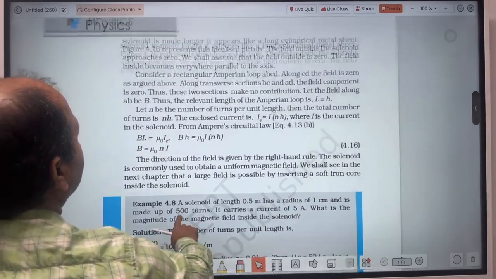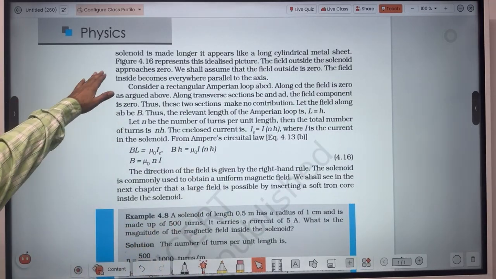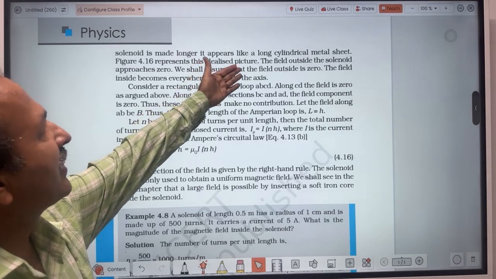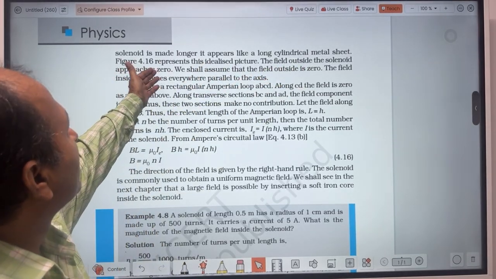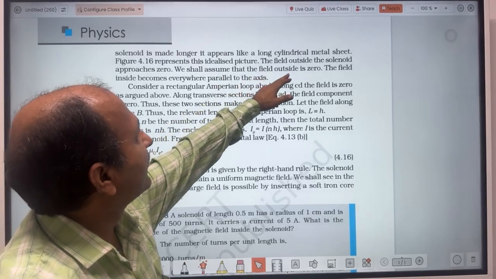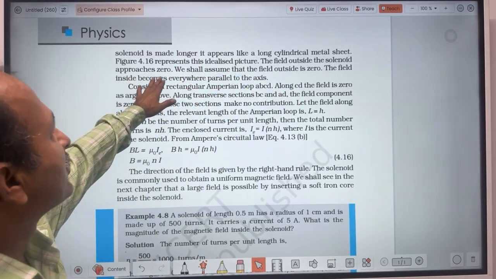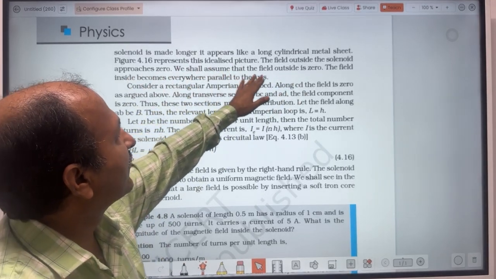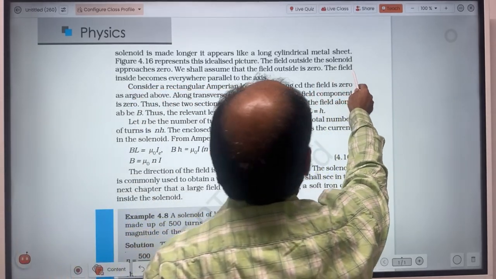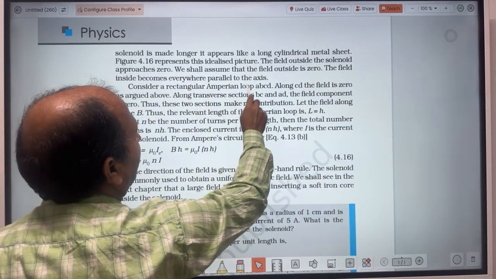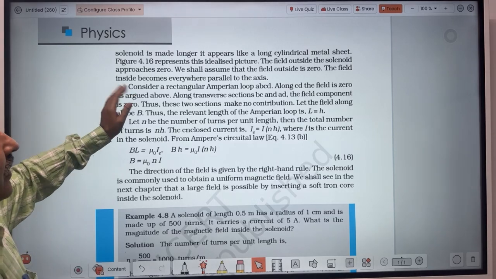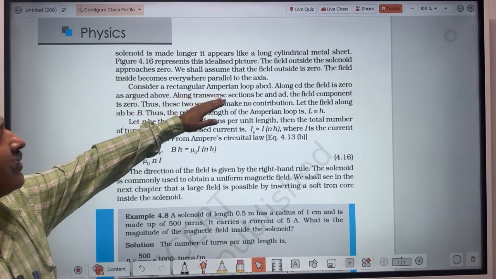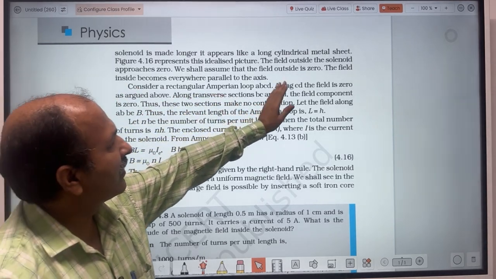So here, when the solenoid is made longer, it appears like a long cylindrical metal sheet. The previous figure represents this idealized picture. The field outside the solenoid approaches 0. We shall assume that the field outside is 0. The field inside becomes everywhere parallel to the axis, as is clear from the picture. And then we consider a rectangular Amperian loop ABCD.